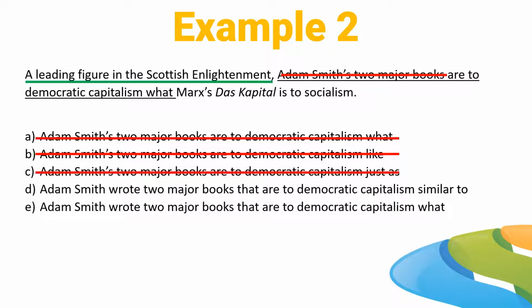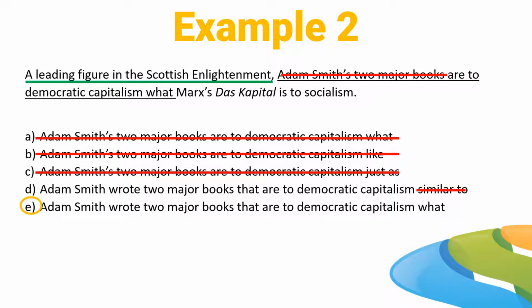What about D and E? So D is Adam Smith, okay, that's right, wrote 2 major books that are to democratic capitalism, similar to is strange. E, Adam Smith, that's right, wrote 2 major books that are to democratic capitalism, what Marx's Das Kapital is to socialism. I don't love that, but it's certainly better than similar to. So we're going to go with answer choice E.